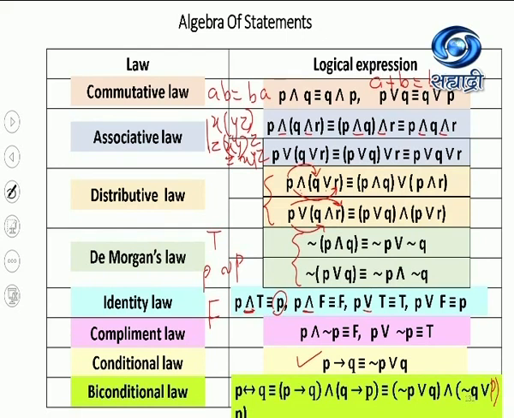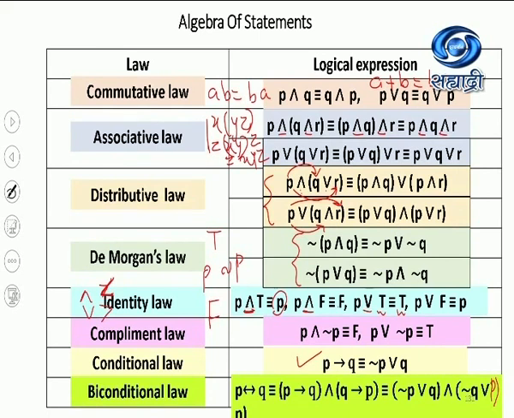For disjunction, the larger statement will be the answer. Between P or T, T is the larger. And between P or F, P is the larger. So for the identity law, please note, for conjunction, the smaller statement is the answer. Very sorry, and for disjunction, the larger statement is the answer.